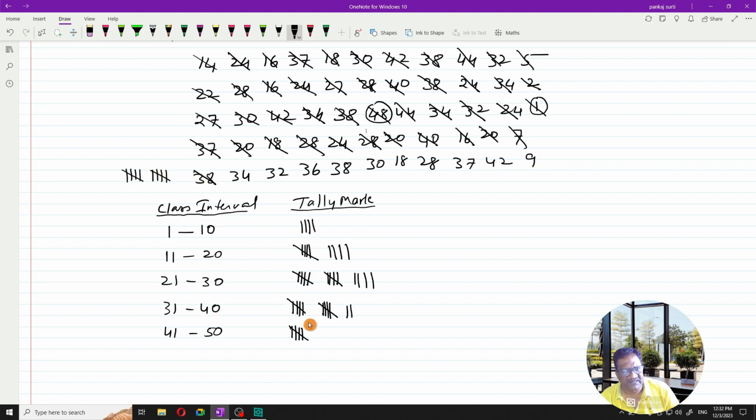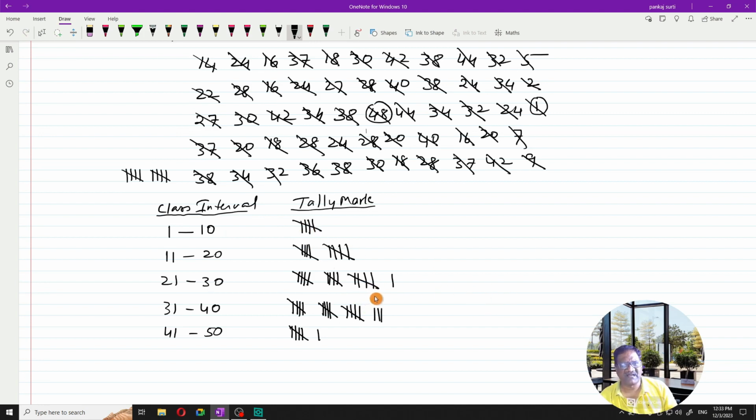38 should be coming in this. 34 should be coming again here. 32 should be coming again here. Then 36 should be coming again here, and then 38 will be coming again here, and then 30 will be coming here, so this will be 5. 18 will be coming here. Then 28 should come here. 37 should come here. 42 should come over here, and 9 will be coming over here in the first class interval. So that's it.